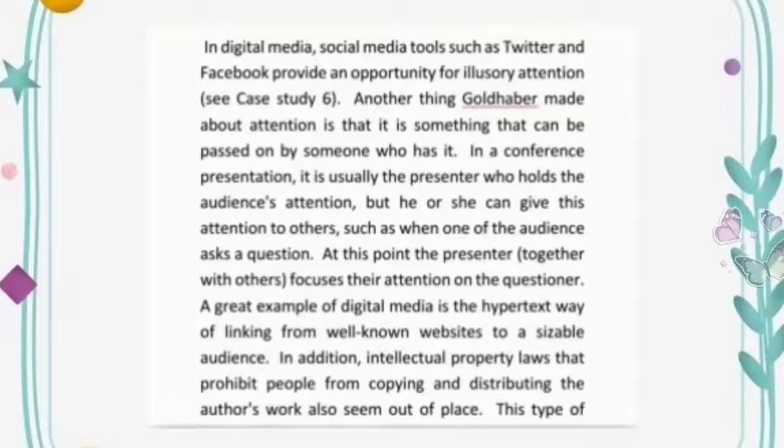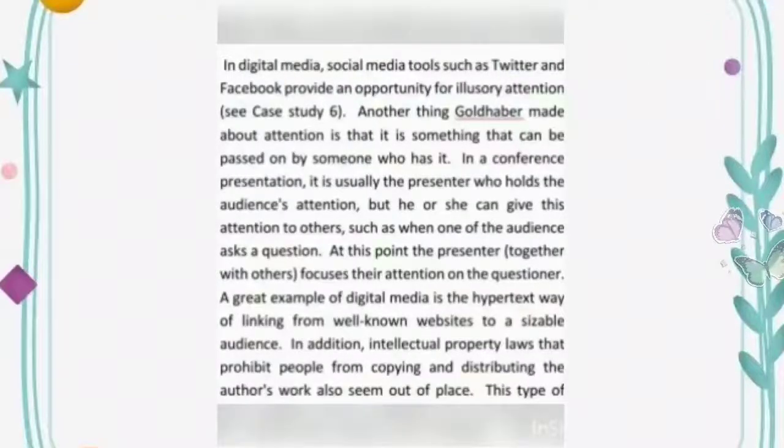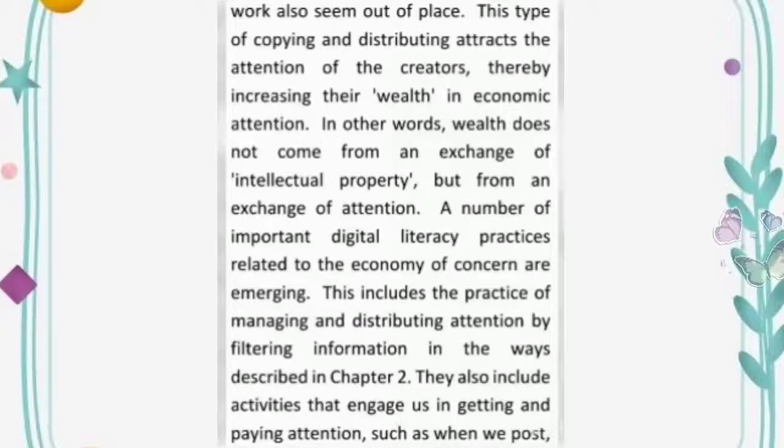A great example in digital media is the hypertext way of linking from a well-known website to a sizable audience. In addition, intellectual property laws that prohibit people from copying and distributing the author's work also seem out of place. This type of copying and distributing attracts the attention of the creators, thereby increasing their wealth and economic attention. In other words, wealth does not come from an exchange of intellectual property, but from an exchange of attention.